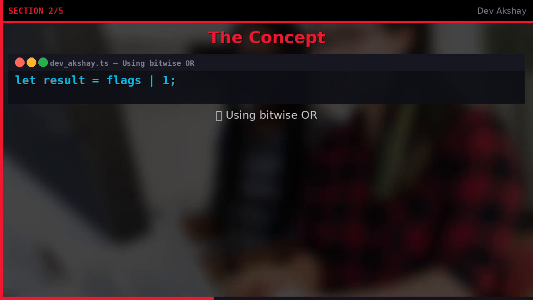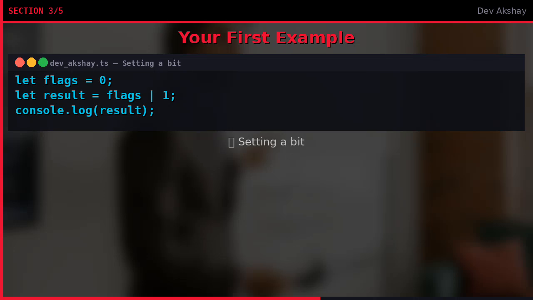The concept of bitwise operators is simple. It's like working with a light switch, where you can turn it on or off. In programming, we use bitwise operators to manipulate individual bits in a binary number. So, a bitwise operator is an operator that performs an operation on the binary representation of a number.